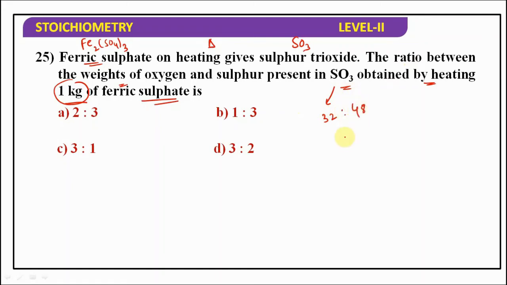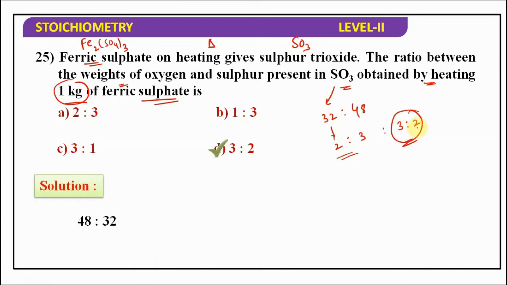Oxygen is 48, right? 16 times 3. That means 2:3 is the ratio of sulfur to oxygen. But they asked for oxygen and sulfur, no? So 3:2. Right? So 3:2, 2 is the answer.